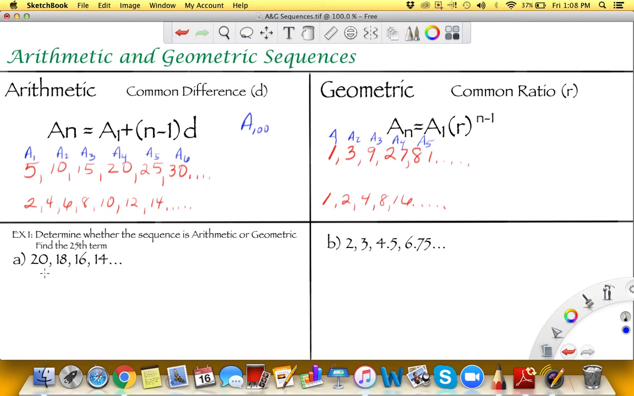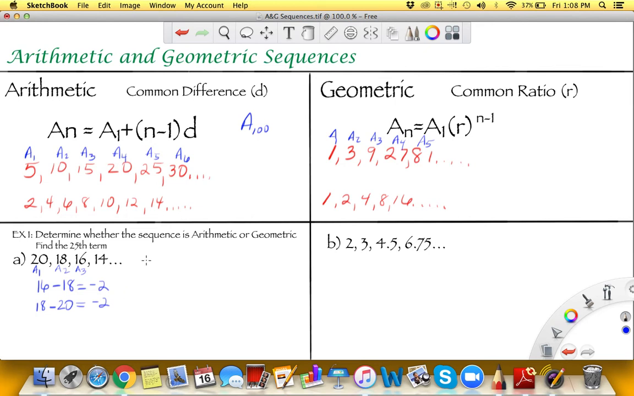So let's go ahead and get here. Now, first of all, in order to determine whether it is arithmetic or geometric, we simply have to take each term and subtract the previous term in order to see if it's arithmetic. So if I take 16 minus 18, so I took a sub 3 minus a sub 2, I'll get negative 2. And then I'm going to take a sub 2 minus a sub 1 just to see if that difference is common. 18 minus 20, and that equals negative 2.